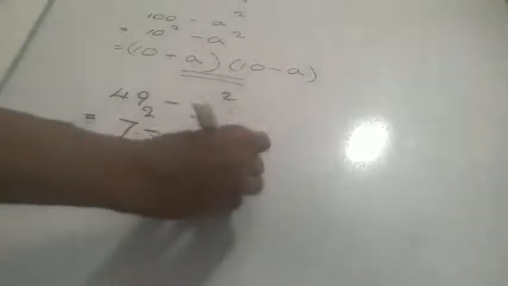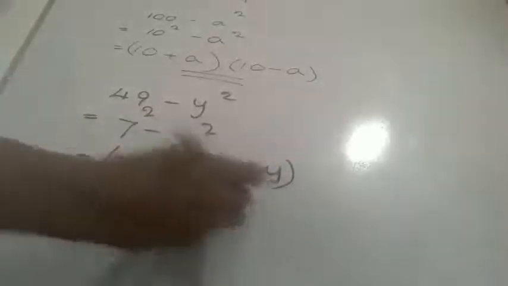Factorize 100 subtract A squared. 100 is equal to 10 squared. Subtract A squared. First term plus second term, first term subtract second term. Another one. 49 subtract Y squared. 49 is equal to 7 squared. Subtract Y squared. 7 plus Y, 7 subtract Y.